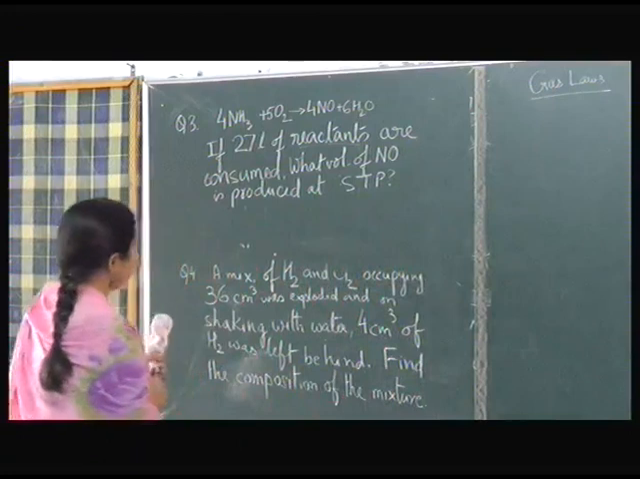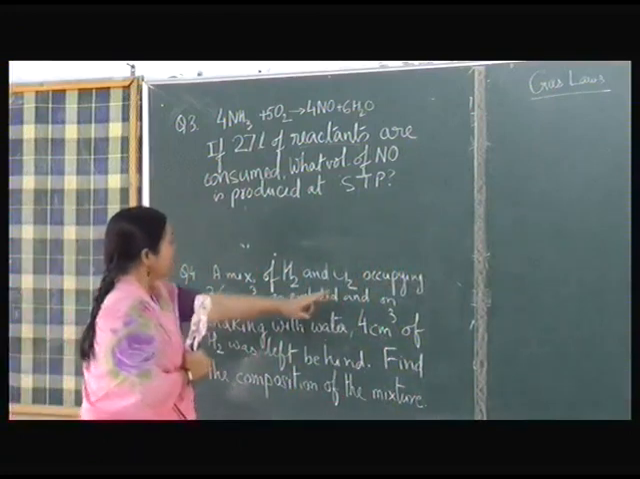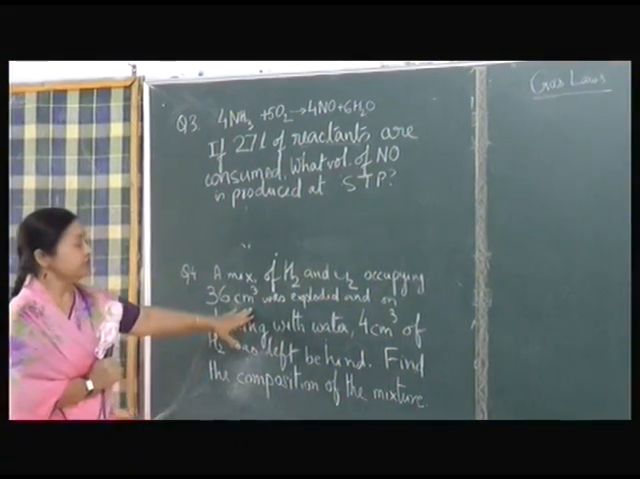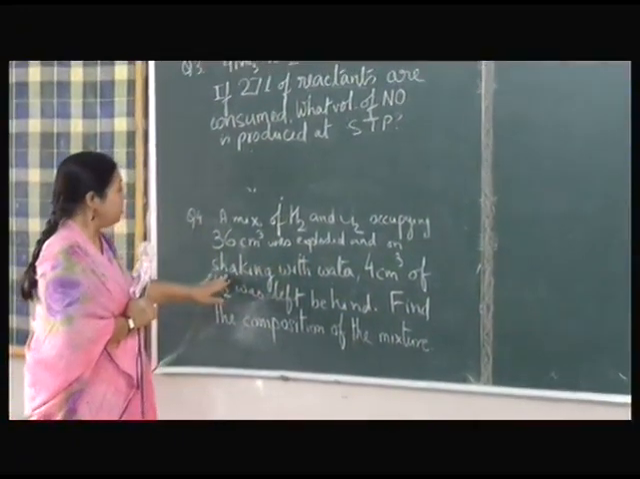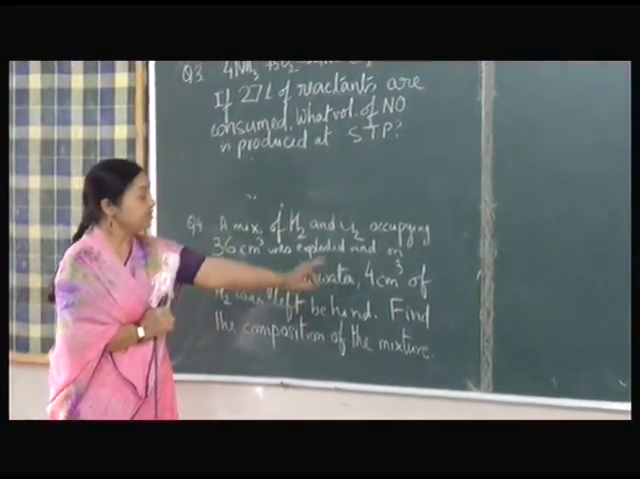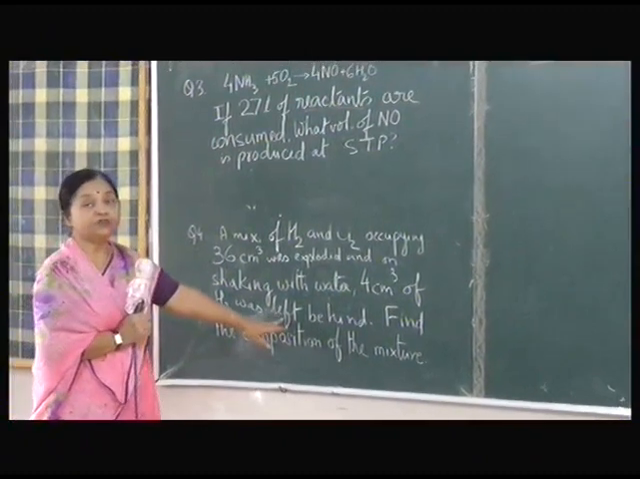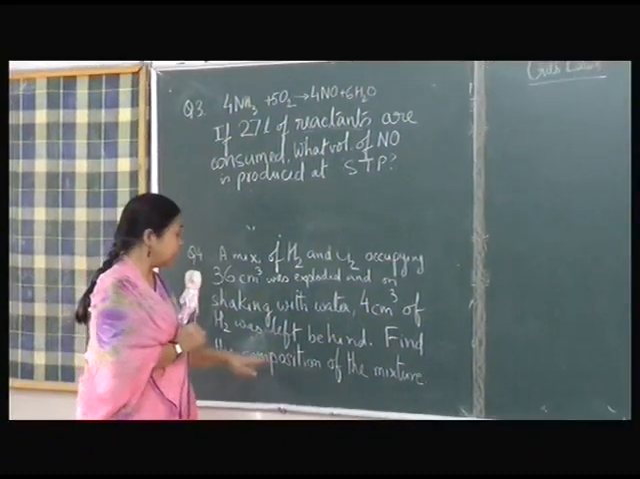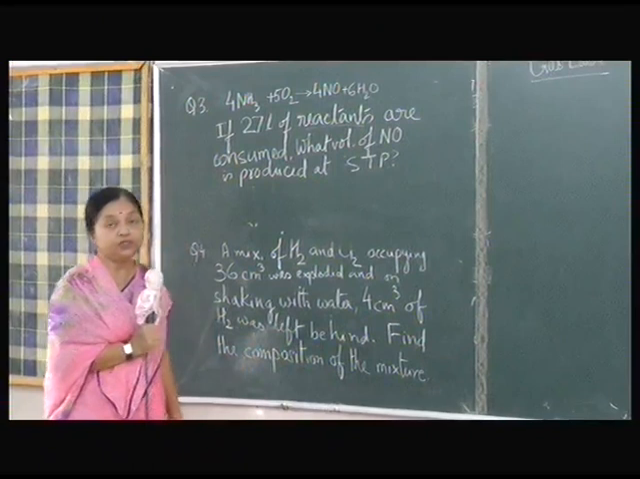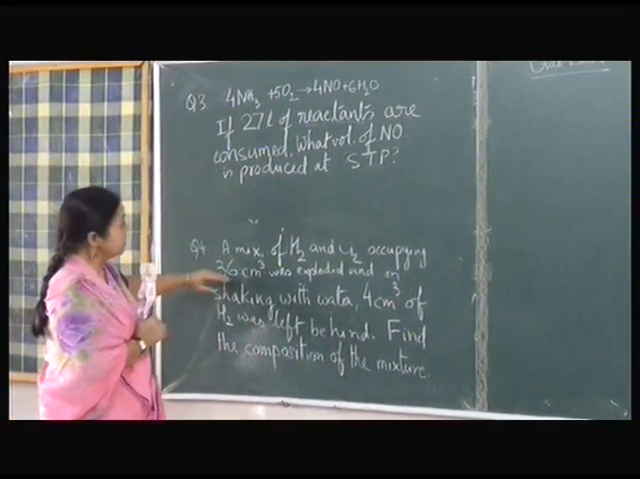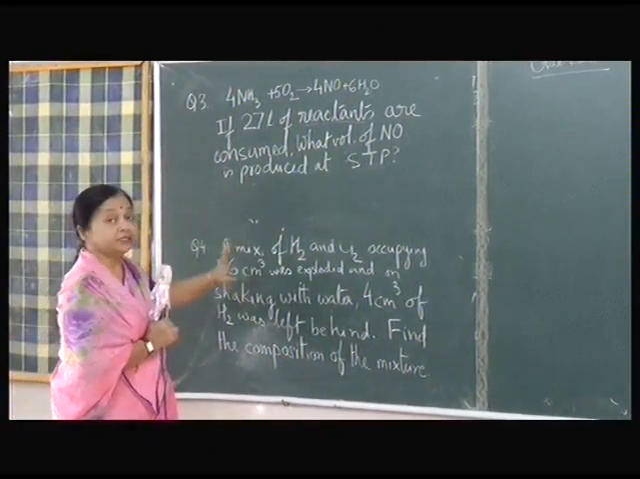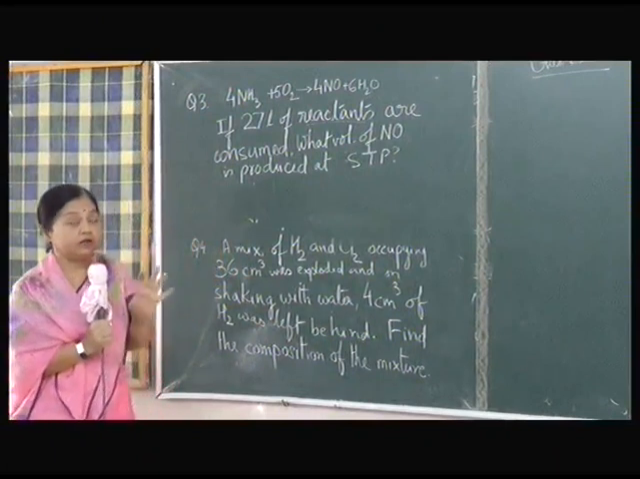A mixture of hydrogen and chlorine occupying 36 cm cube was exploded. On shaking it with water, 4 cm cube of hydrogen was left behind. Find the composition of the mixture. Now here 36 cm cube was exploded. 36 cm cube is the total volume.